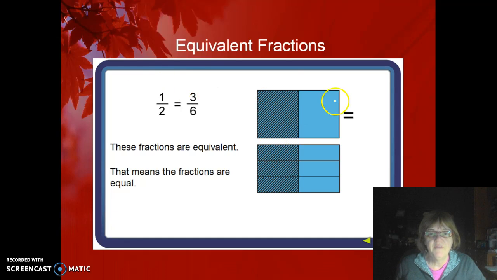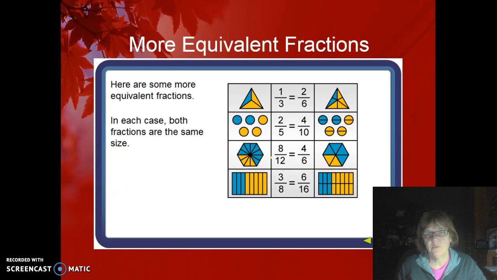So 1/2 and 3/6. Here's a rectangle shaded in 1/2 of it. Here's the same size rectangle but cut up into the 6 parts and shaded in 3 of them. Notice the shaded parts are the same. They're the same size. So that means they are equal or equivalent. Here's some other ones. I want you to pause and really look at these. I'll talk about them for a minute.